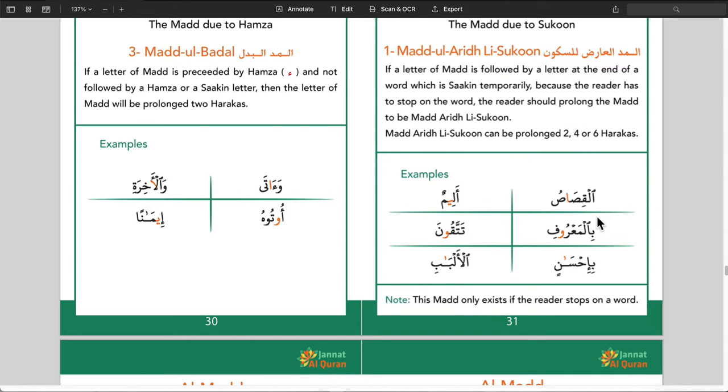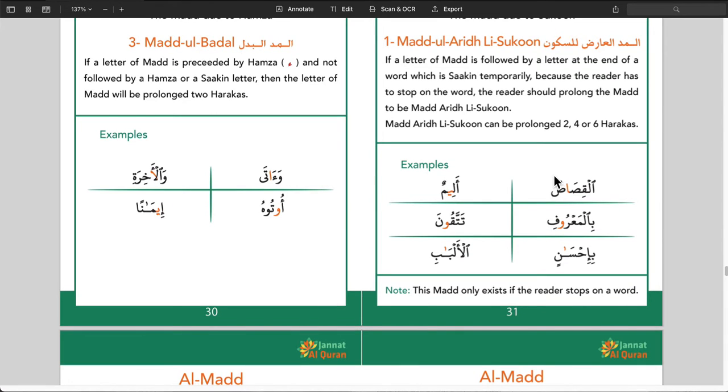counts at the end. Okay, so whenever I stop, what do I do? When I stop on that word, I have to change the dhamma into sukoon, meaning my sakin is temporary, meaning I made it sakin. That's why it is Aridh liSukoon, like presented to a sukun. Okay, that's why we have to pull here.